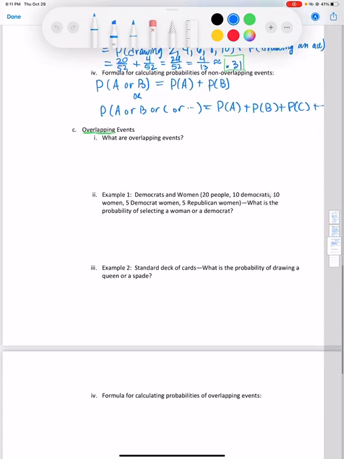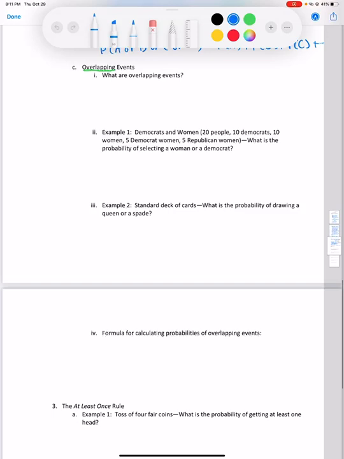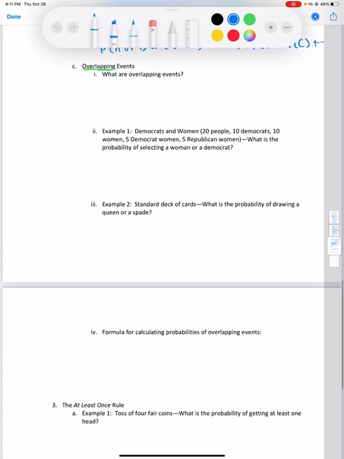Now we're going to look at overlapping events. These are either-or probabilities that are overlapping events. So what are overlapping events? Well, they are events that can occur together.